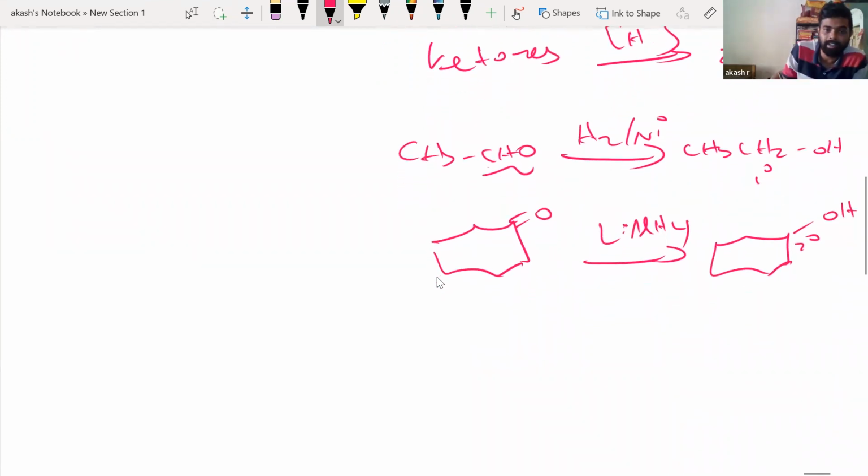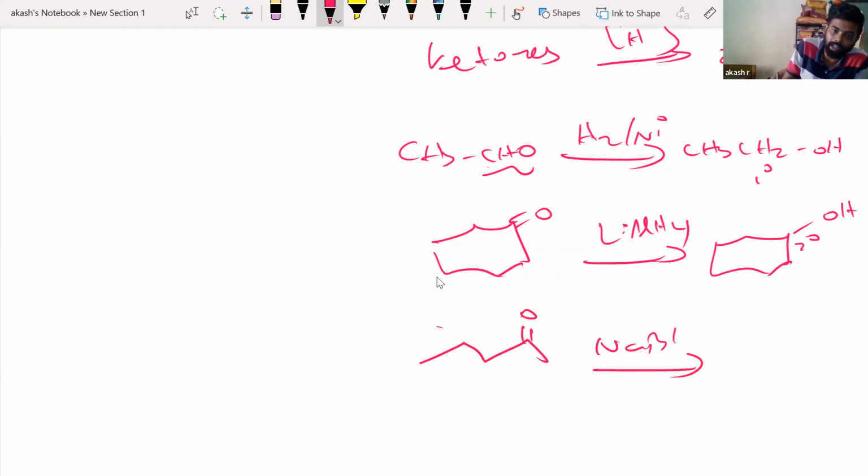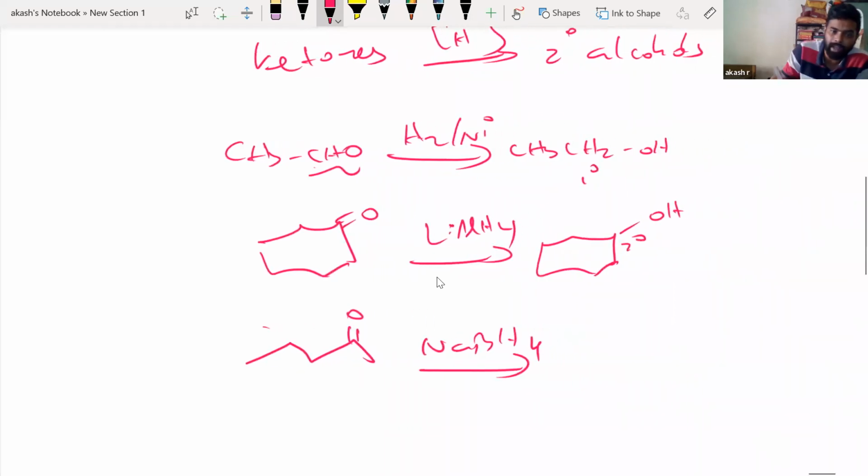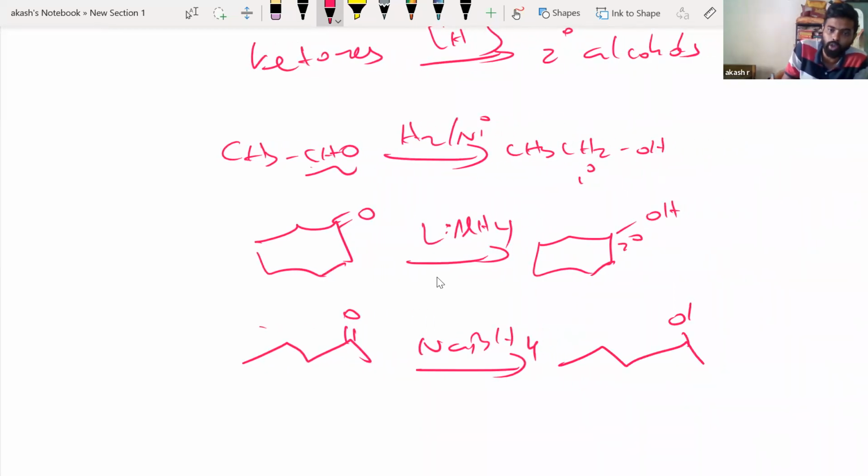Say another case we can take. We have another ketone like this, and say I go for NaBH4. Again, that particular ketone is now getting converted into OH, again a secondary alcohol. This is what we need to know.